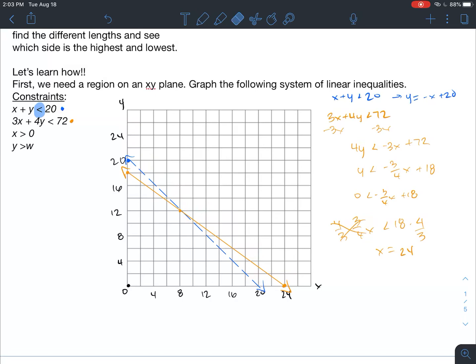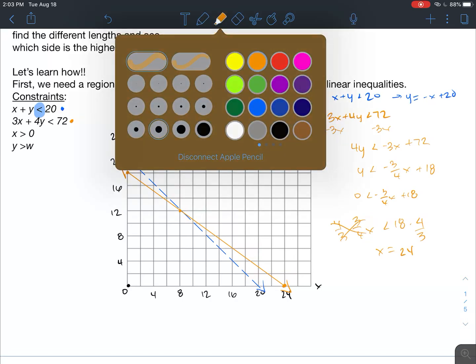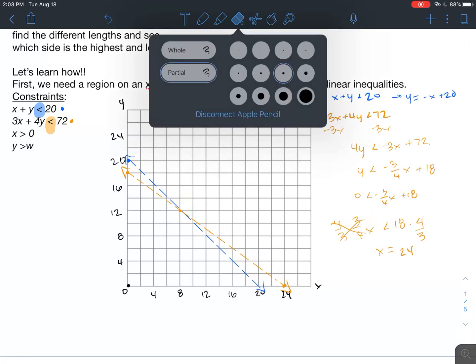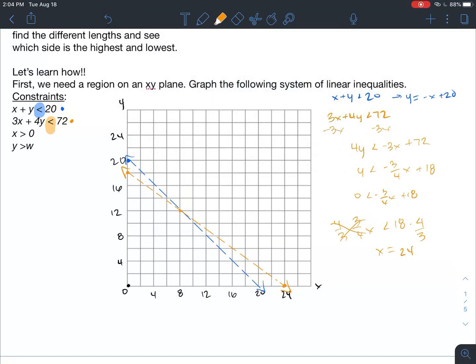And then let's make sure that we know what our inequality is. It's less than, so we're going to have a dashed line. Alright. Now time for the shading. Let's go back to our blue line. Now it says less than, so we're going to shade beneath our line. So that's going to be right here. Beneath the blue line, we shade.